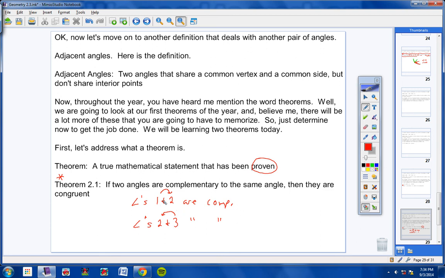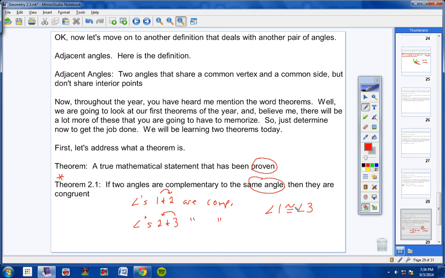1 is complementary to angle 2. Now you might say, well, Mr. Error, 2 is complementary to angle 1. That's true, but for right now I'm just looking at it like this. Angle 1 is complementary to angle 2, and angle 3 is complementary to angle 2. So look what it says. If two angles are complementary to the same angle, then those two angles are congruent. So 1 is complementary to 2, 3 is complementary to 2, so 1 and 3 are complementary to the same angle. So here's what I can state. I can state that angle 1 is congruent to angle 3.